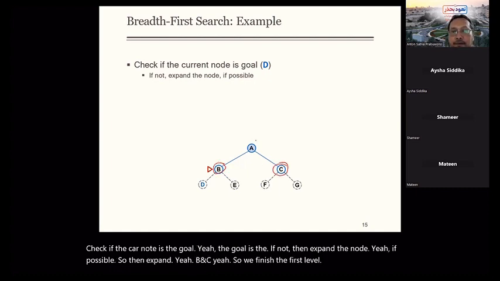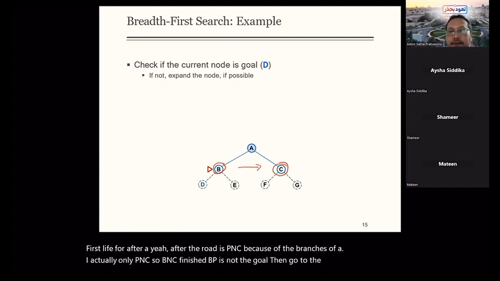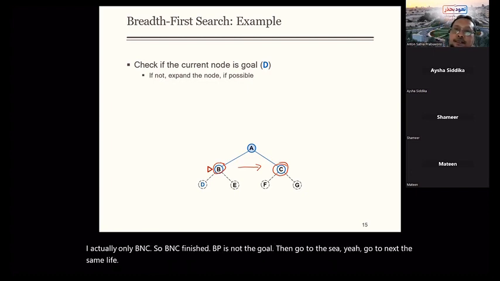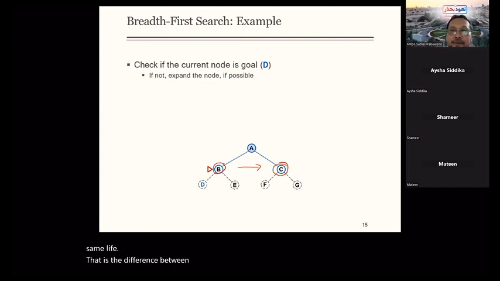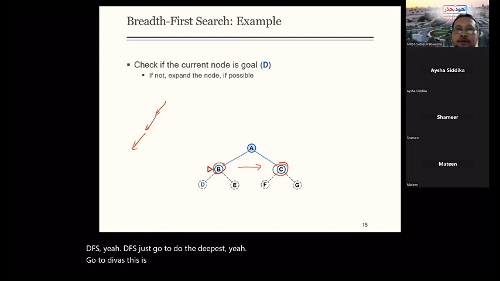First level after A. After the root are B and C, because the branches of A are actually only B and C. So B and C: finish B, if it is not the goal, then go to C, the next node at the same level. That is the difference between BFS and DFS. For DFS, we just go to the deepest. This is the flow of the process for BFS.